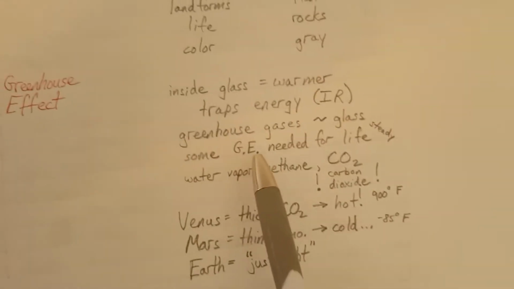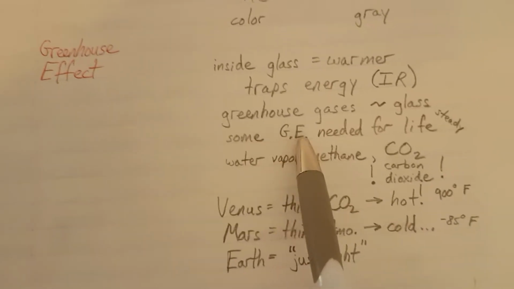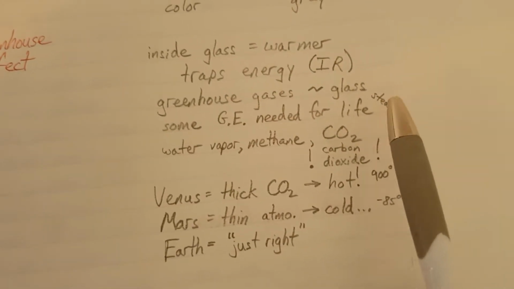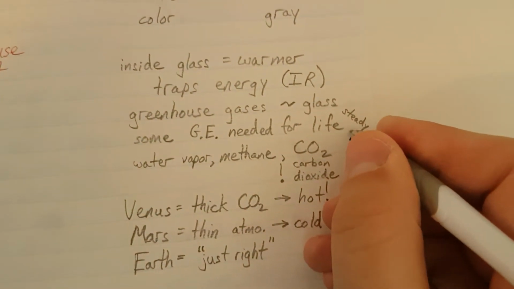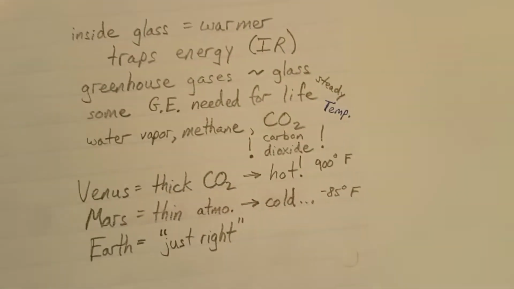Steady. Capital G, capital E is greenhouse effect. So we need a little bit of the greenhouse effect to have life on our planet. It keeps temperatures steady. Let's put next to steady, steady temp, capital T-E-M-P, period.